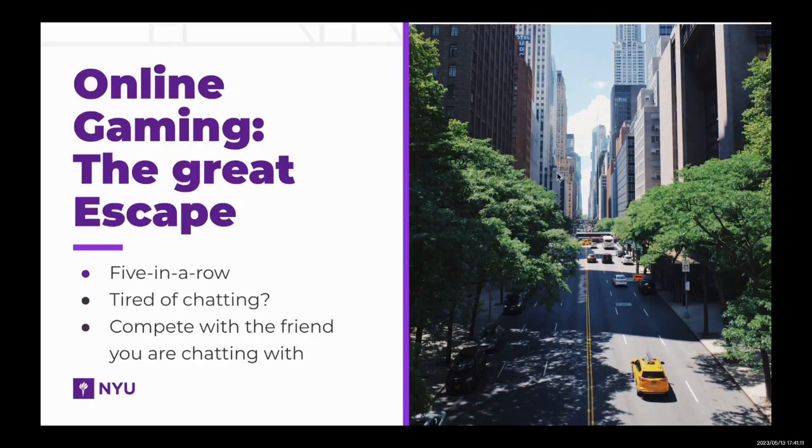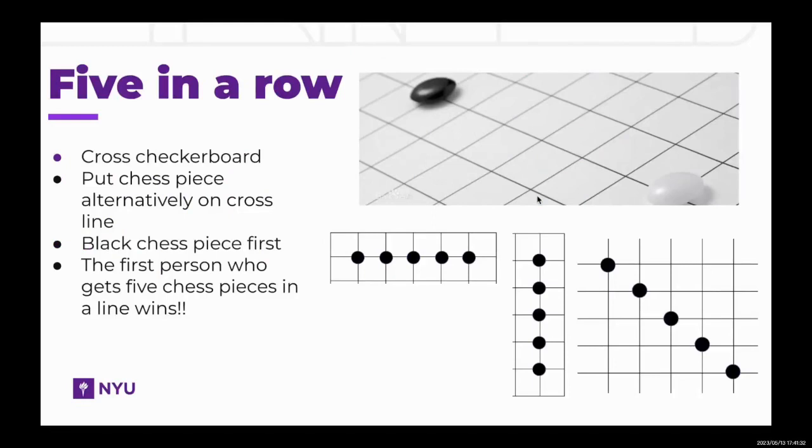Finally, for the game, 5 in a row. We think it's very important to add a game that is both interesting and easy to play. This is a game that I often play with my friends during class breaks. If you're tired of chatting, you can compete with the friends you're chatting with through this interesting game. For the rules of the game, players should put their chess pieces alternately on the cross lines. The person who gets 5 chess pieces in a line wins.